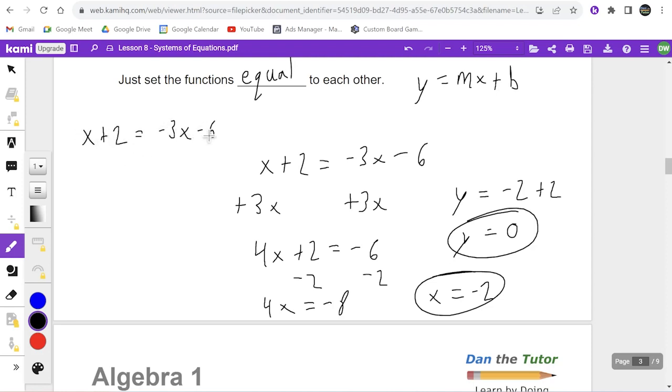Let me show you why. Another thing I could do is subtract x from both sides, and then add 6 to both sides, and you'll get 8 equals negative 4x. And of course, you divide by negative 4, you'll get the same answer. But when I was in algebra, I liked keeping the x positive as much as possible. So that's what I would do. Okay.